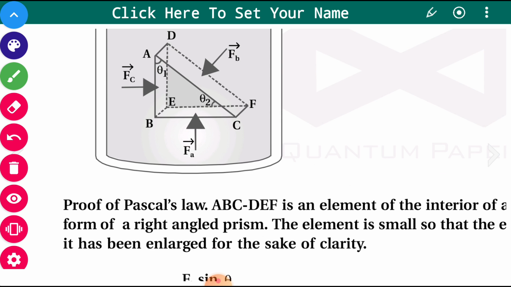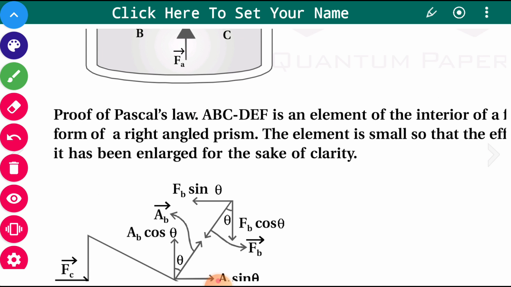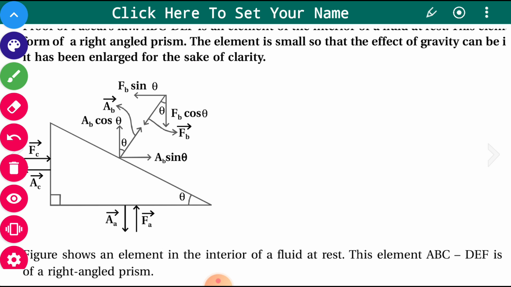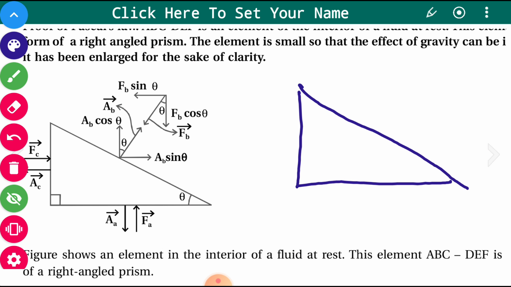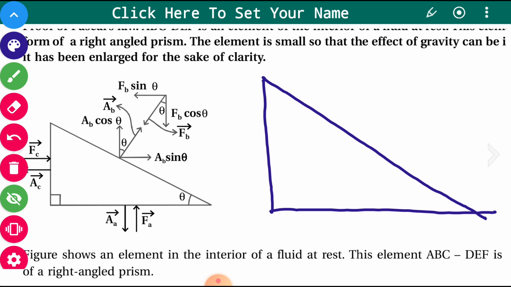Now the force acting on this surface, the force on the B surface, is FB. Now we will find the component of this force. Try to understand it this way. The triangle is shown to understand it in a two-dimensional way. Say for example, this is the particular surface, the B surface, on which the force acting is FB.